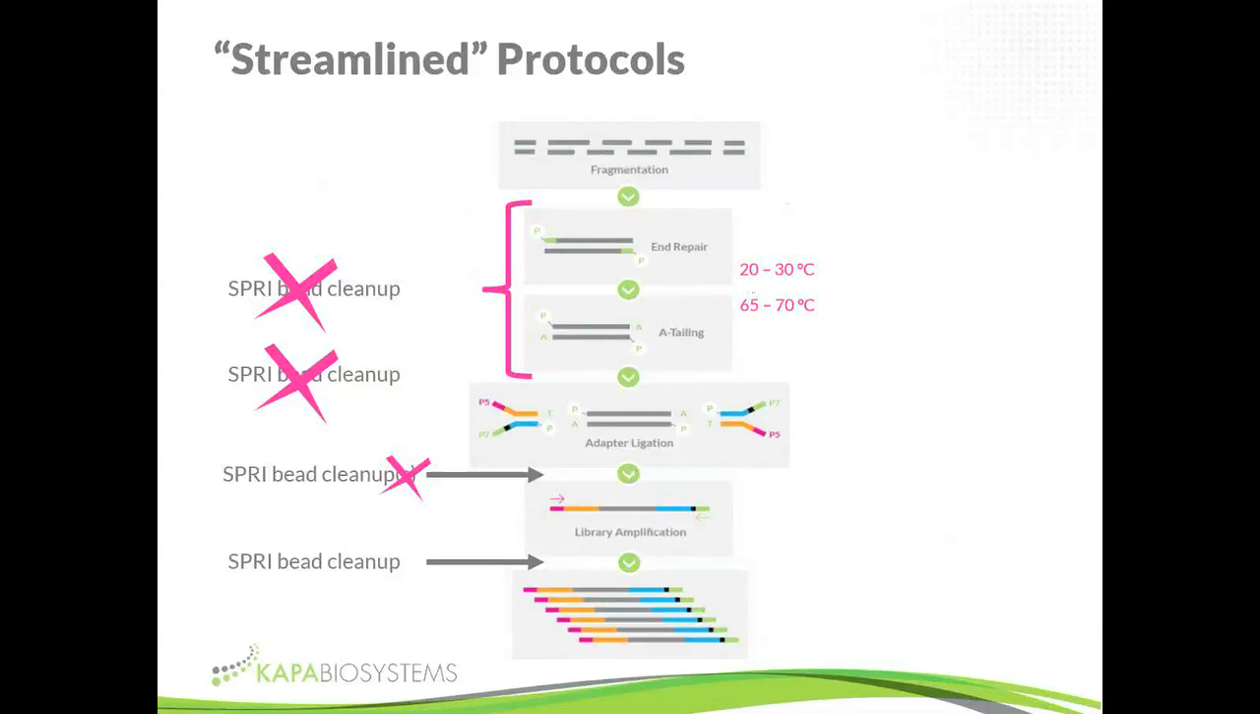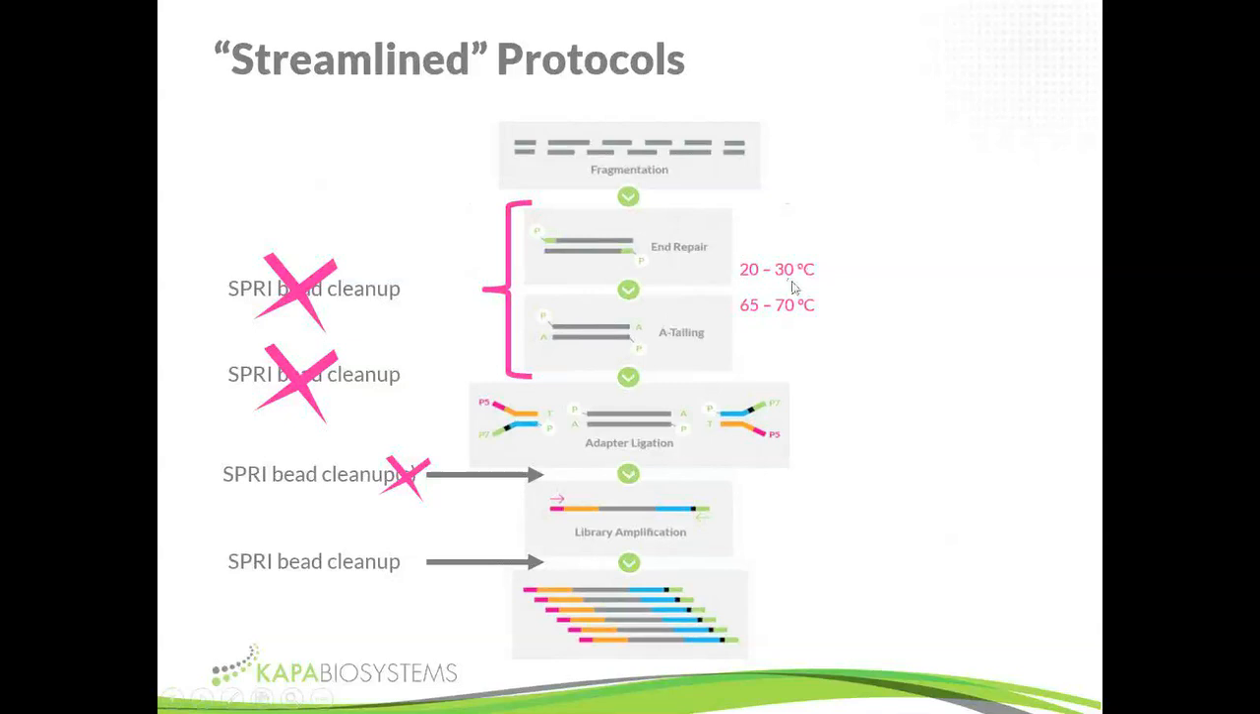In streamlined protocols, typically the end-repair and A-tailing reactions are combined into a single chemistry. So instead of having an enzyme and a buffer for end-repair, then cleaning it up, and then an enzyme and a buffer for A-tailing, you have one enzyme buffer mix that does both of these reactions in one tube. And it's a sequential, stepwise incubation. You first mix your fragmented DNA with this end-repair A-tailing buffer, then incubate at 20 to 30 degrees, depending on the kit you use, during which time end-repair happens.